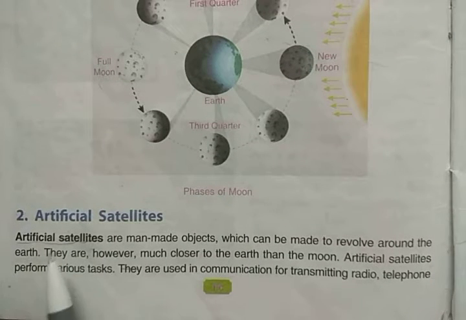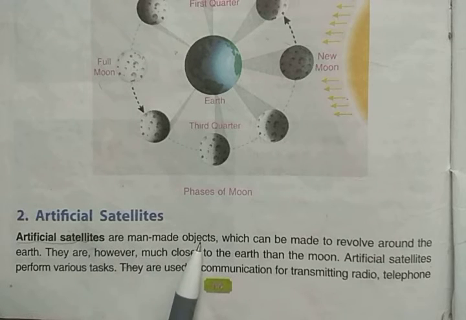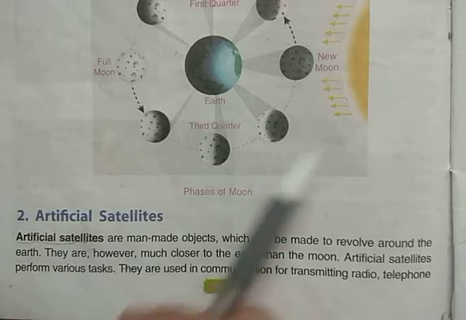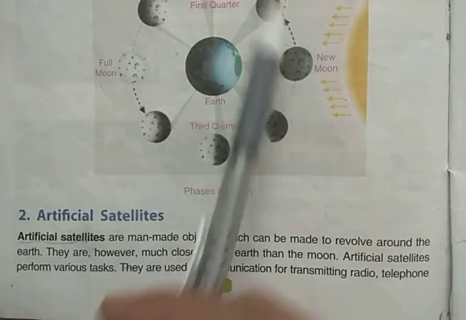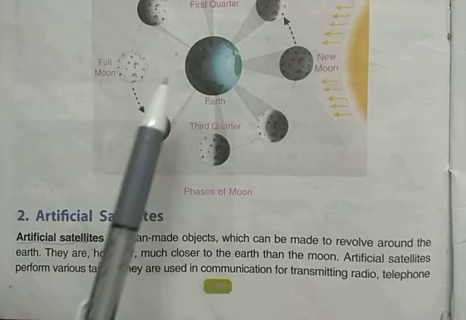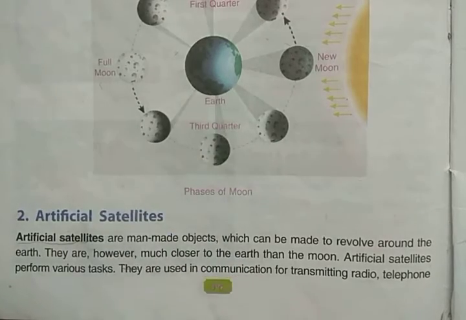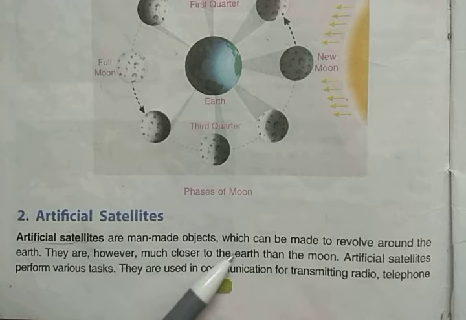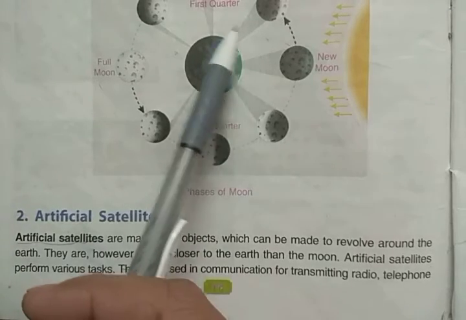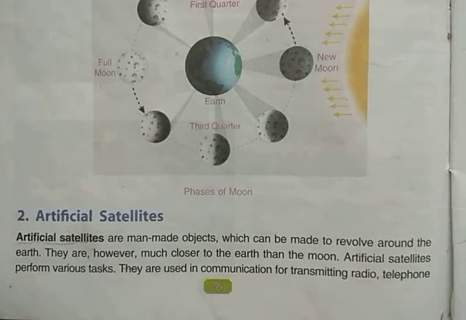Artificial means man-made. So artificial satellites are man-made objects which can be made to revolve around the earth. ये भी अर्थ के राउंड जैसे मून हमारे चारों ओर घूमता है, रिवॉल्व करता है अर्थ के, सिमिलरली आर्टिफिशियल सैटेलाइट्स भी अर्थ के चारों ओर घूमते हैं. That's why it is called a satellite. But the difference is it is a man-made object. They are, however, much closer to the earth than the moon. मून से कम डिस्टेंस पे होते हैं ये, बट ये भी रिवॉल्व करते हैं अर्थ के चारों ओर.